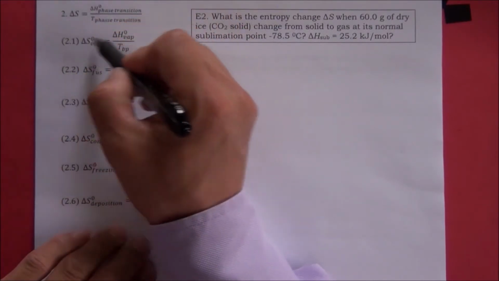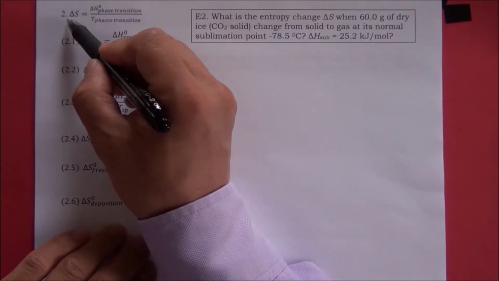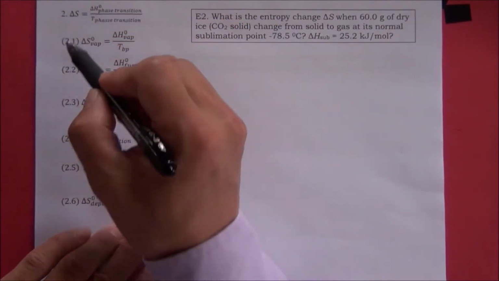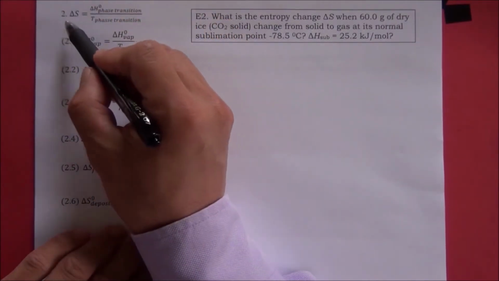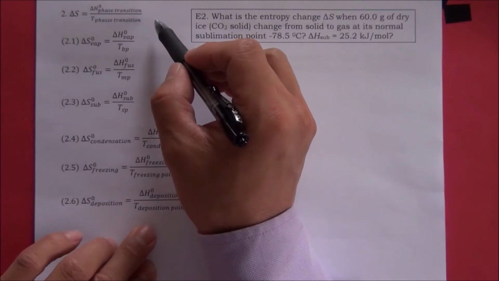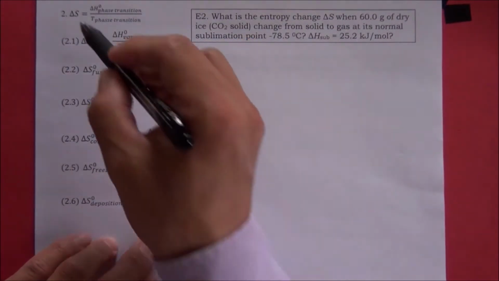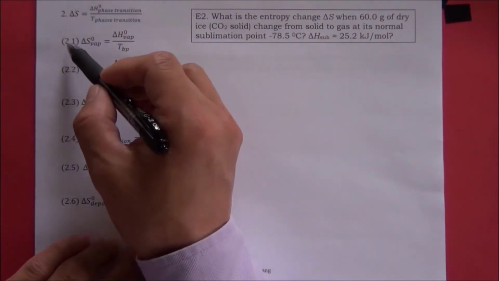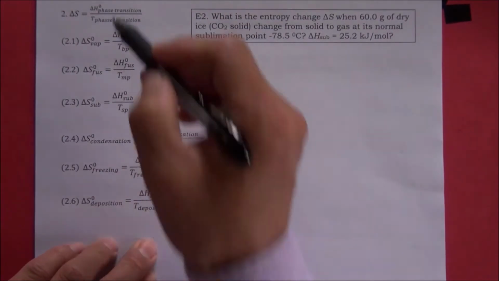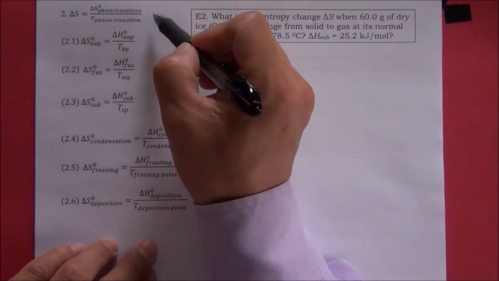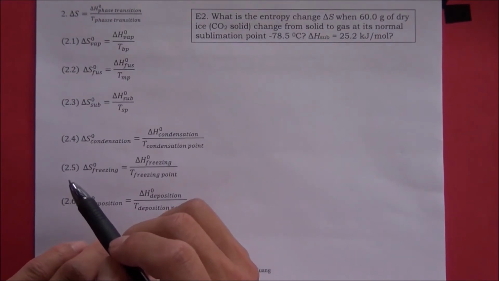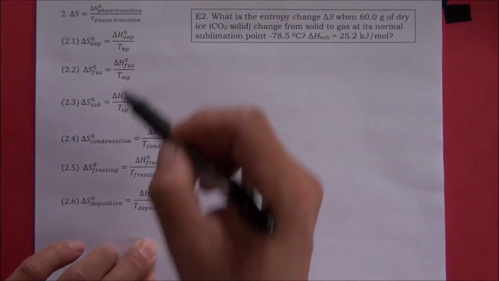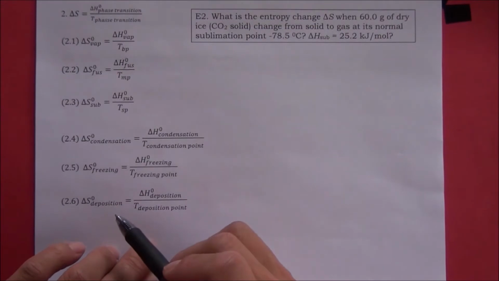This is the second equation to calculate the entropy change, or delta S. This equation can only be used to calculate the entropy change during a phase transition. Actually, this equation represents 6 different equations because we have 6 phase transitions. Depending on what kind of delta S you're looking for, you can pick one of the 6 equations.